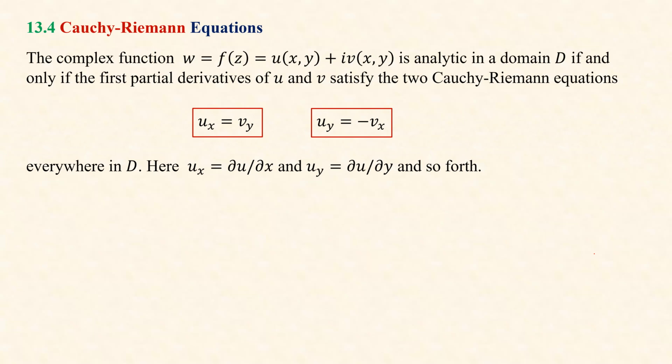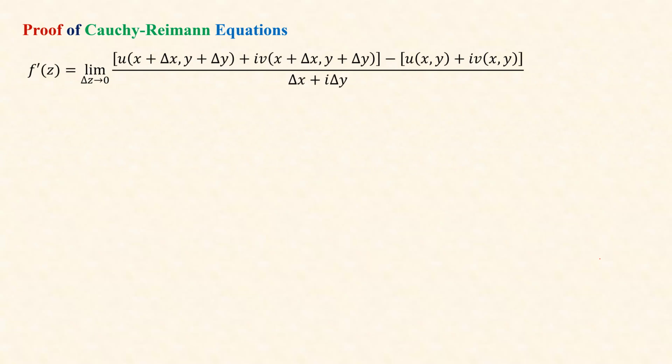When I was studying, I didn't pay attention to the proof, or the proof was not given to me, so I was always wondering why that is. But now I can show you where they come from. This is the definition of the derivative of function f, f prime of z.